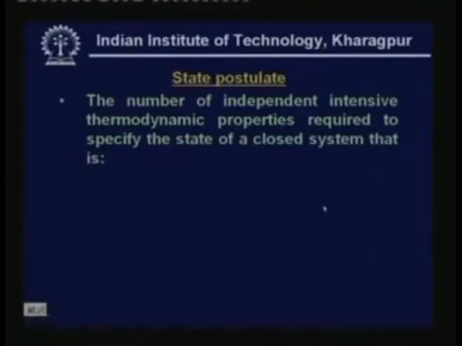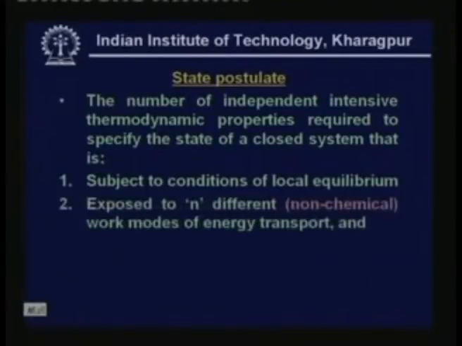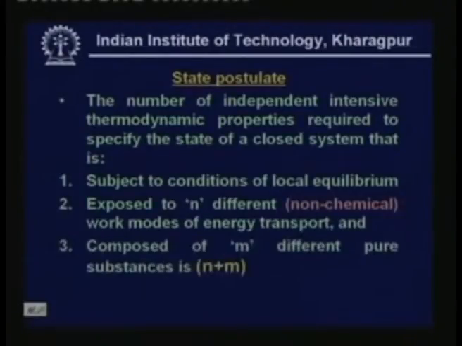Now let us state a very important postulate called the state postulate. This state postulate says that the number of independent intensive thermodynamic properties required to specify the state of a closed system, that is subject to conditions of local equilibrium, exposed to n different non-chemical work modes of energy transport, and composed of m different pure substances, is n plus m. So, basically we use the state postulate to find out how many degrees of freedom are required to uniquely fix the state of any system. So, this is the usefulness of the state postulate.